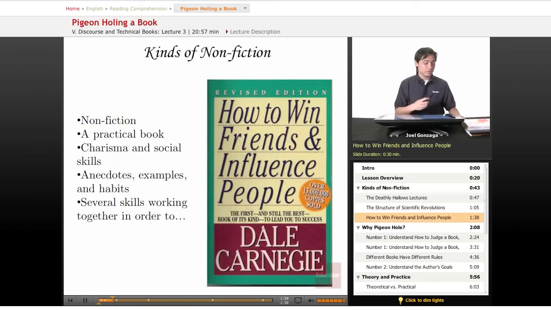And here's a third example. This is also nonfiction and it's entitled How to Win Friends and Influence People. This one is a practical book. And what's it all about? It's about your charisma and your social skills. This book is full of anecdotes, it has examples, and it encourages habits, and it has several skills working together in order to win friends and influence people.